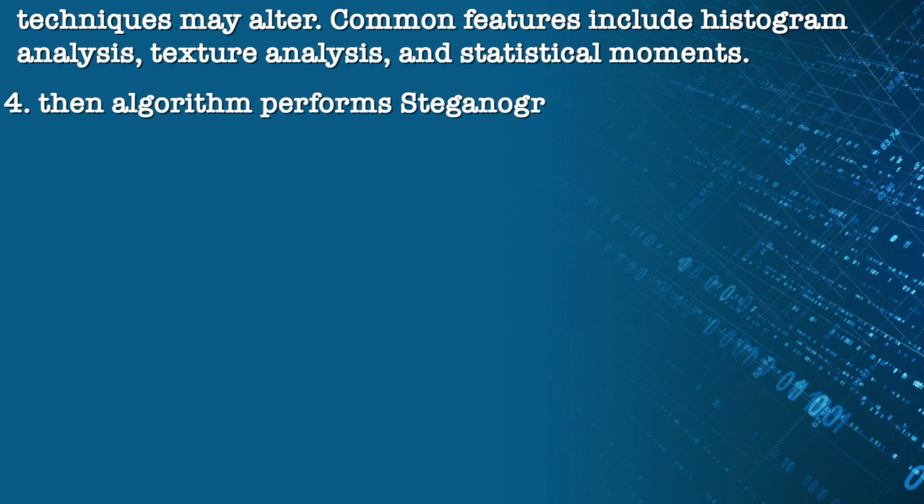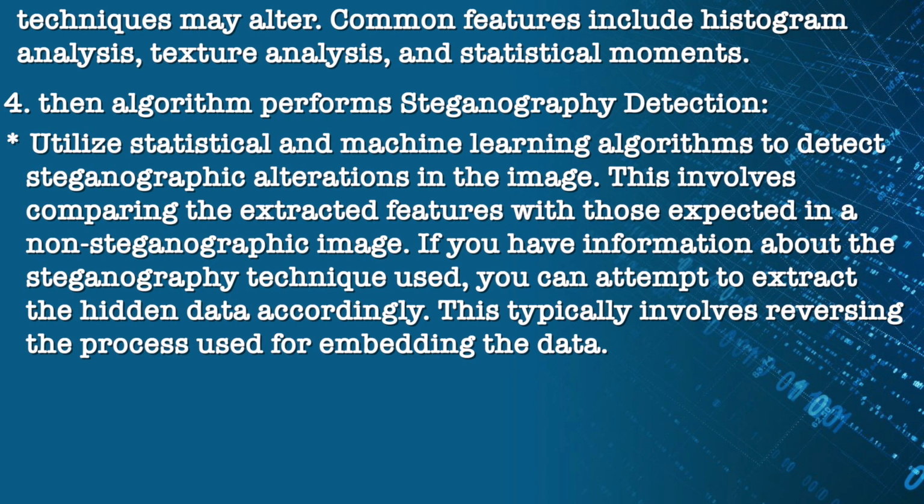The fourth step is steganographic detection. It utilizes statistical and machine learning algorithms to detect steganographic alteration in the image. This involves comparing the extracted features with those expected in a non-steganographic image. If you have information about the steganography technique used, you can attempt to extract the hidden data accordingly. This typically involves reversing the process used for embedding the data.